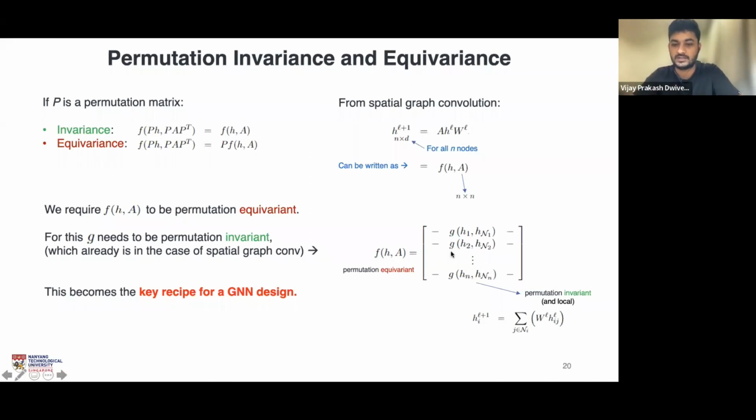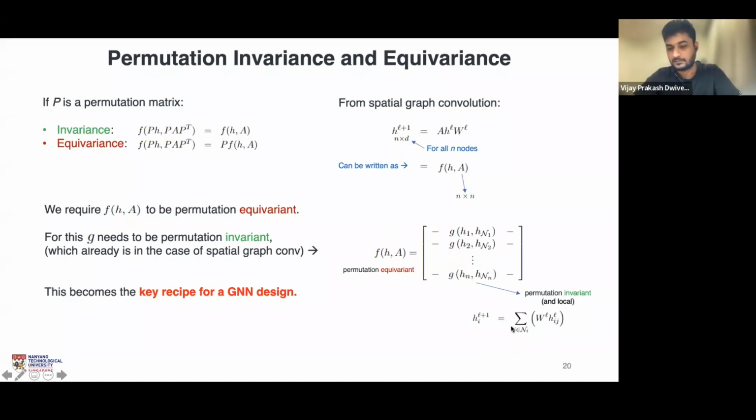So it's a local function, and when it is performed for all of the nodes, we get the permutation equivariance. So now if node 1 and node n are, for example, interchanged, the output rows will be interchanged, because this will go at the bottom and the bottom will come to the top. So this enables the permutation equivariance. And finally, we have this f of h of A, which becomes a permutation equivariant function.